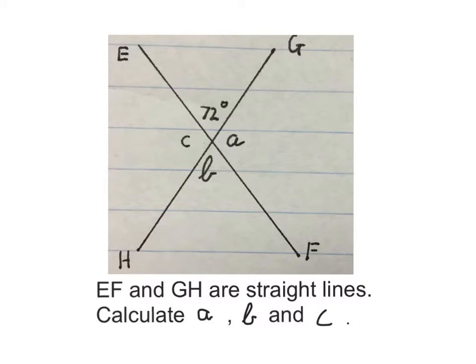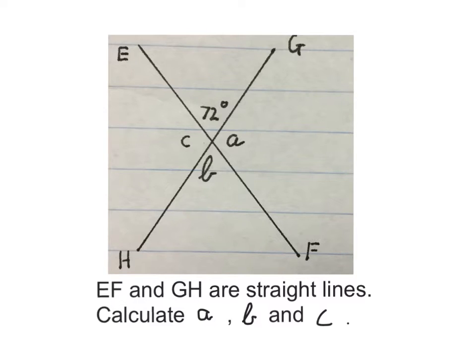Here is our last problem of this video. We have a picture over here. It looks like we've got 2 lines here. We've got 4 angles around there. There could be more. It says here, EF and GH are straight lines. Calculate what A, B and C, the small letters, are inside there. So they want the sizes of those angles over there.